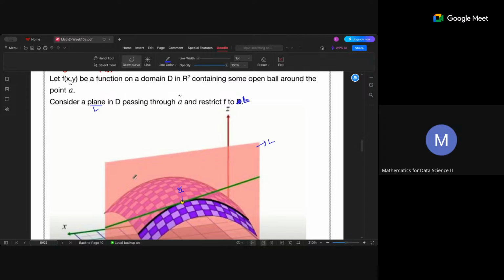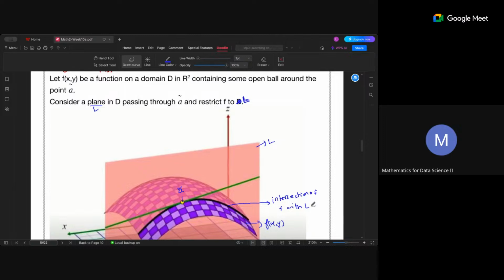Okay. Now, what is the intersection of this plane and this function f of x comma y? Can you see what is the intersection of this plane and the function f of x comma y? Black line. Yes, this black line you see here, this is the intersection of F with L, correct? Right?